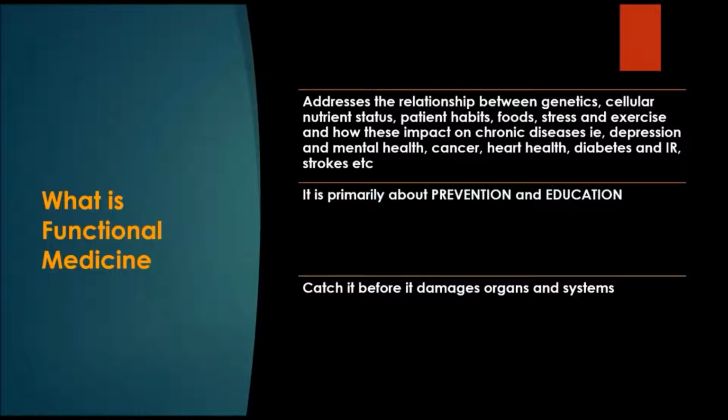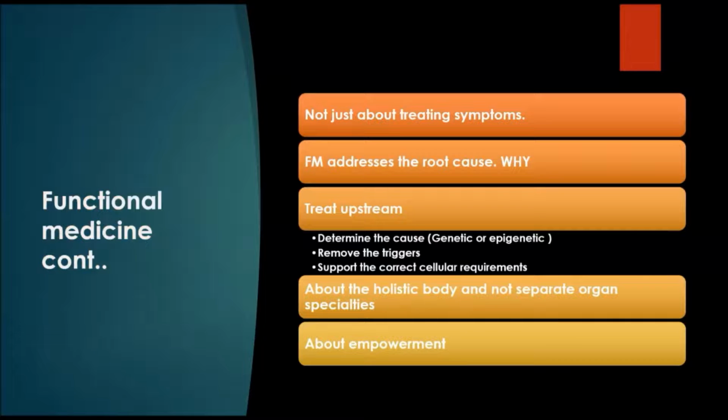But really, the first prize is to catch whatever condition you have before it damages your organs and your systems. So functional medicine isn't just about treating symptoms. What we look at is, why did you get the symptoms in the first place? So we address the condition upstream before it causes problems downstream. So we determine the cause, and the cause might be genetic or epigenetic.